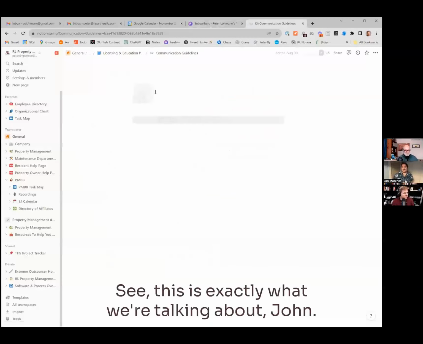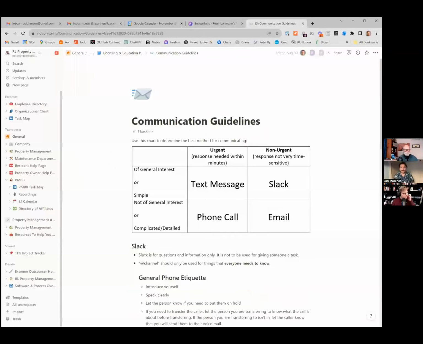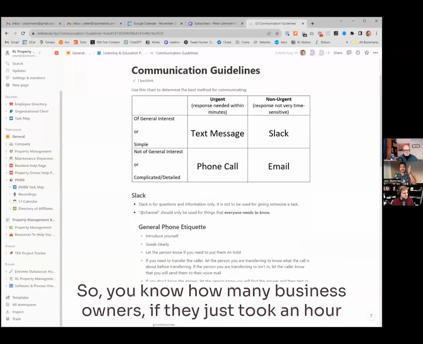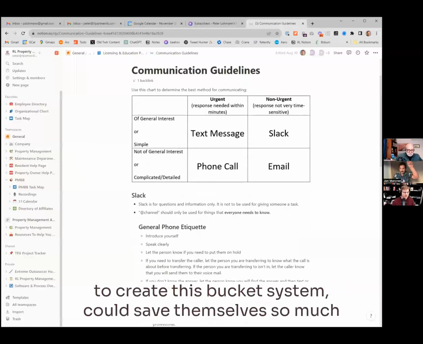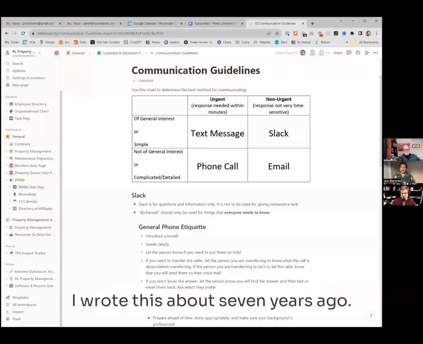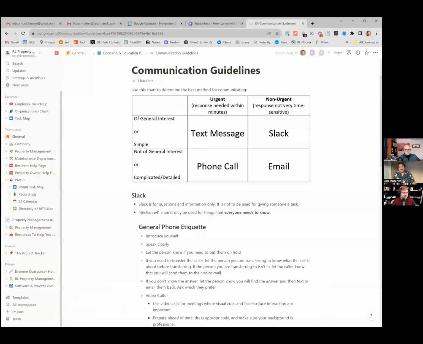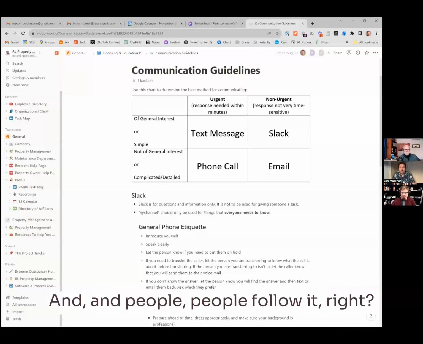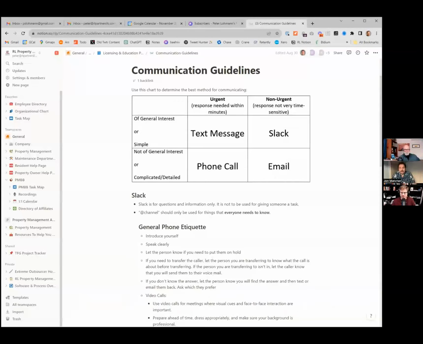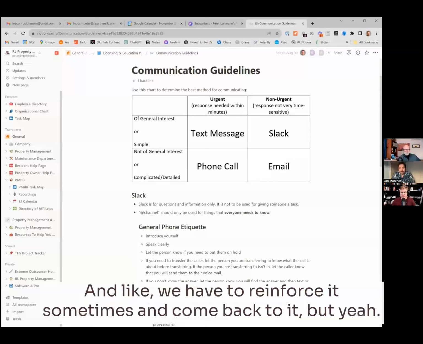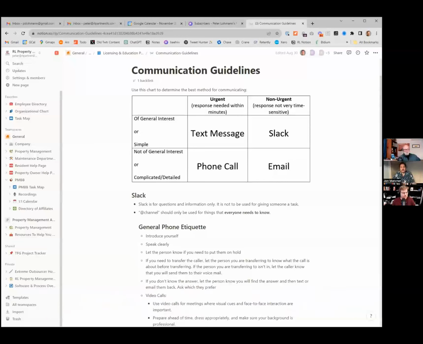Yeah, you see, this is exactly what we're talking about, John. That's so good. So you know how many business owners, if they just took an hour to create this bucket system, could save themselves so much chaos. I wrote this about 7 years ago. It was a Word document originally. And people follow it, right? Yeah. And we have to reinforce it sometimes and come back to it, but you have to.